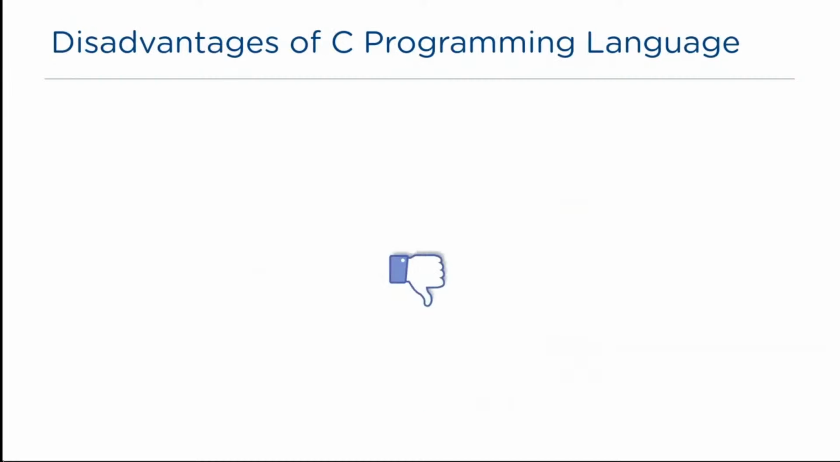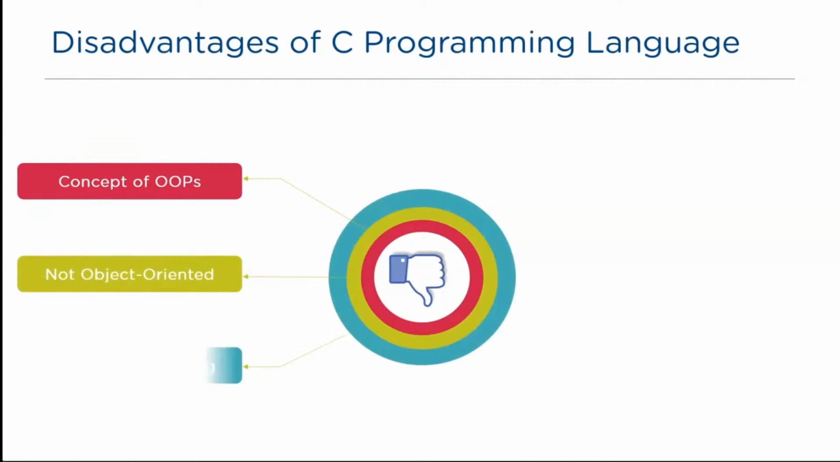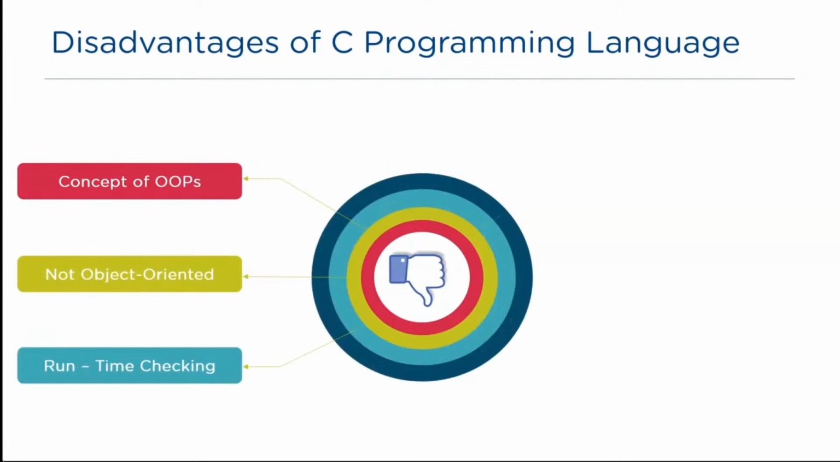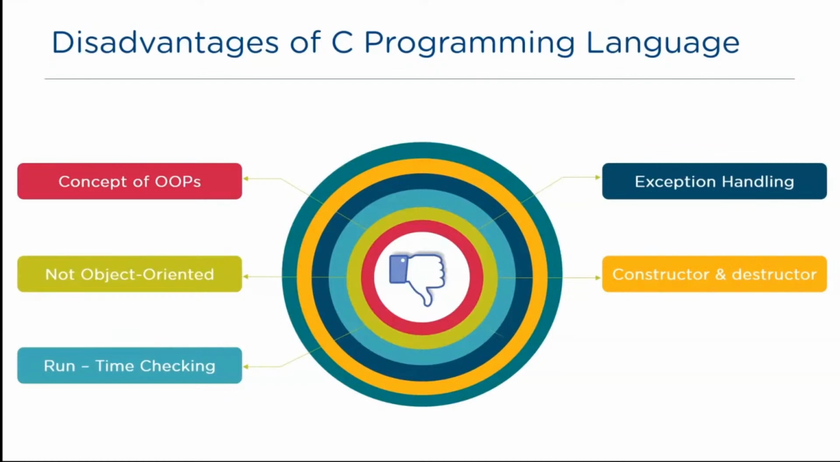Let's now look at some of the disadvantages of C language. C is a procedural language. Naturally, the concepts of objects and classes are not present in C, which is the major disadvantage for the latest software development styles. It does not support classes and objects, and C programs are divided into small units called functions.